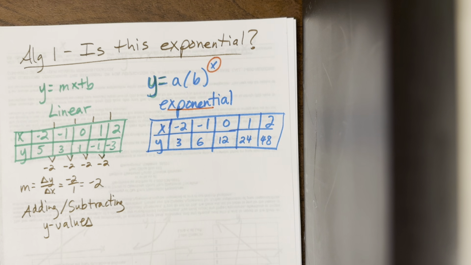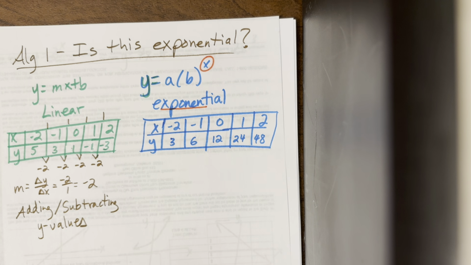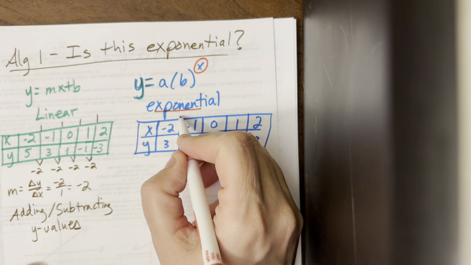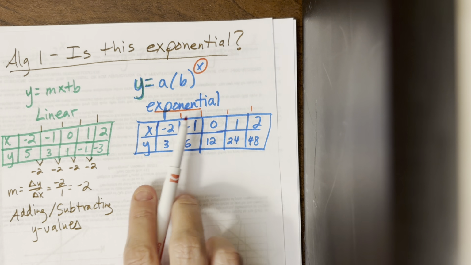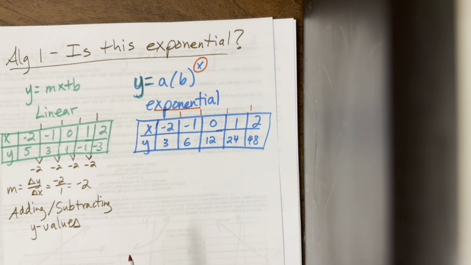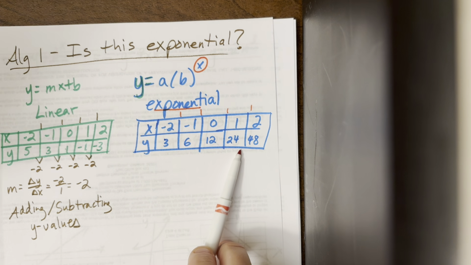So if you've got any kind of equation with an x up in the exponent, it is an exponential equation. When you look at a table of values for an exponential, you want to make sure that the x's are still going up by a consistent amount. It doesn't have to be 1. These could all be like 2's. That would be okay. Then you're going to look for the pattern between the y values.